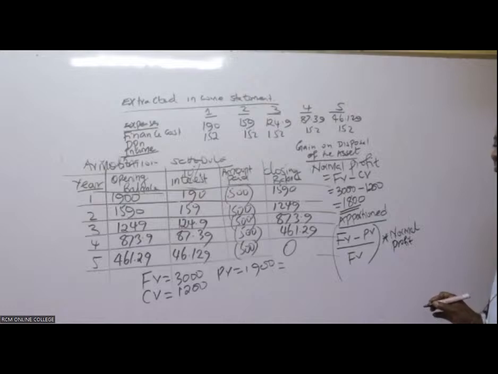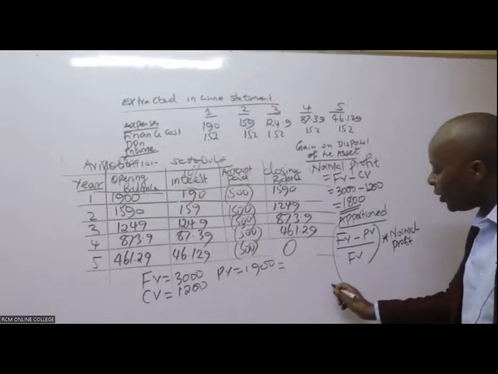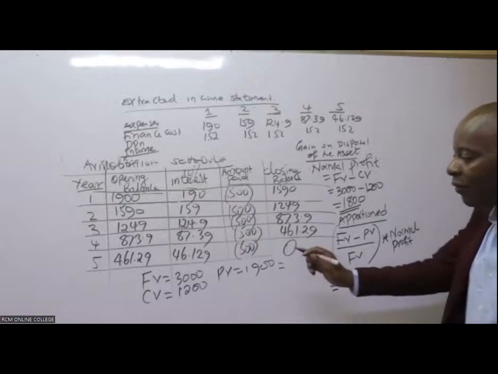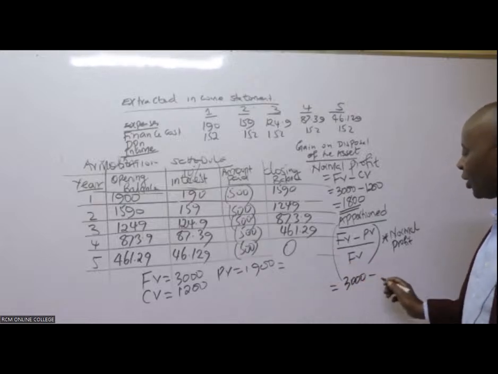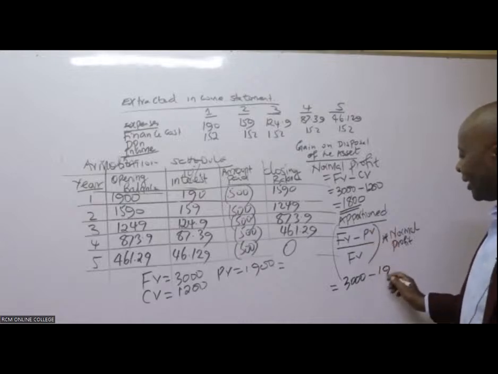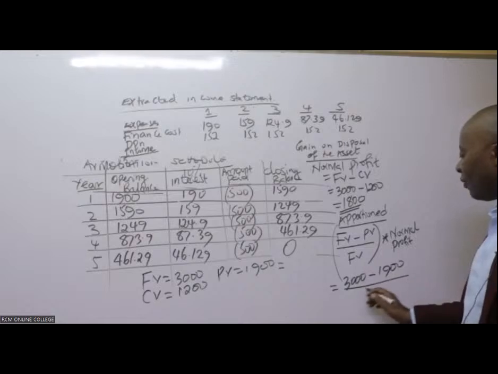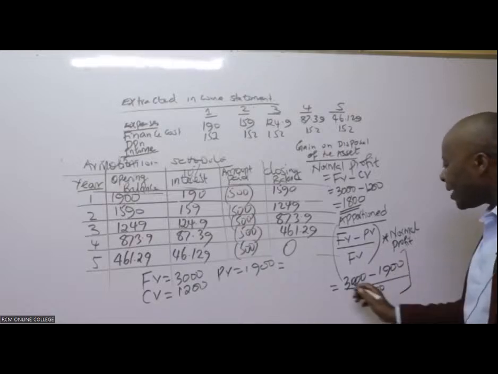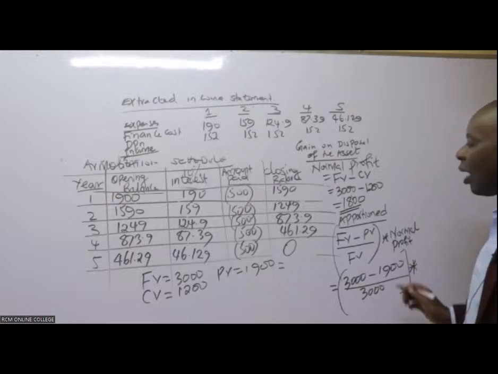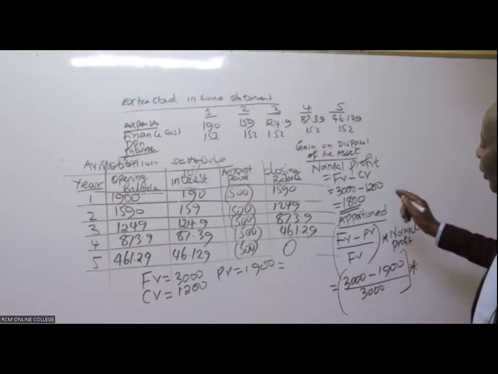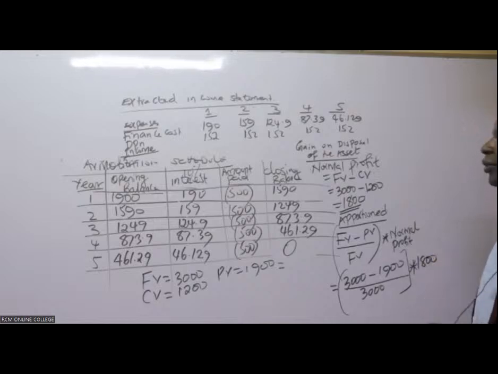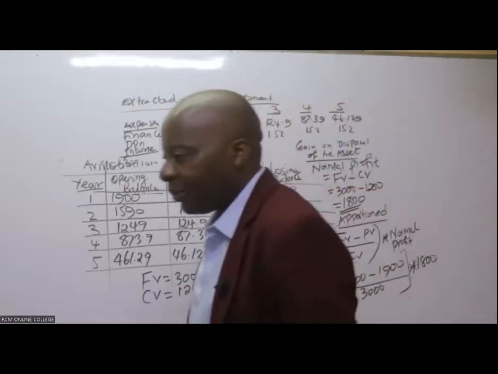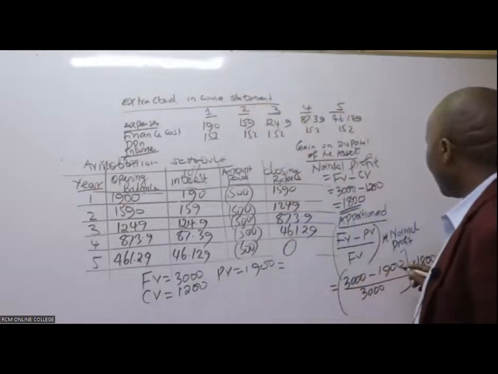So then, the very first step, ladies and gentlemen: our fair value is 3,000 minus our present value, which is 1,900, all over fair value again, which is 3,000. Whatever we get here, we multiply with our normal profit, which we got up here as 1,800. Is there anybody who is able to give us the apportioned profit? It is 660.